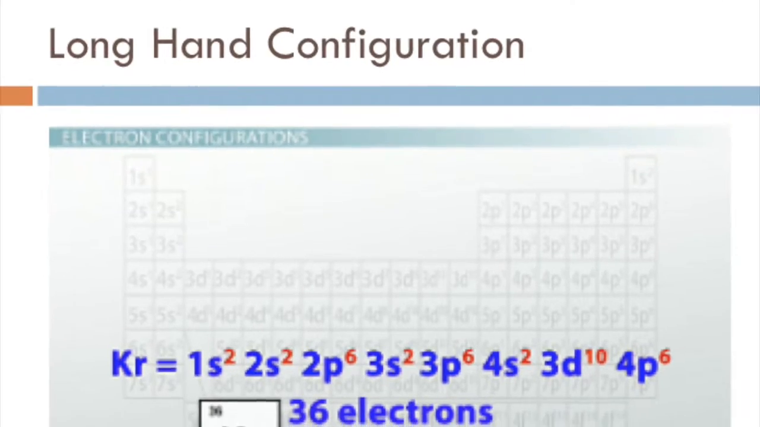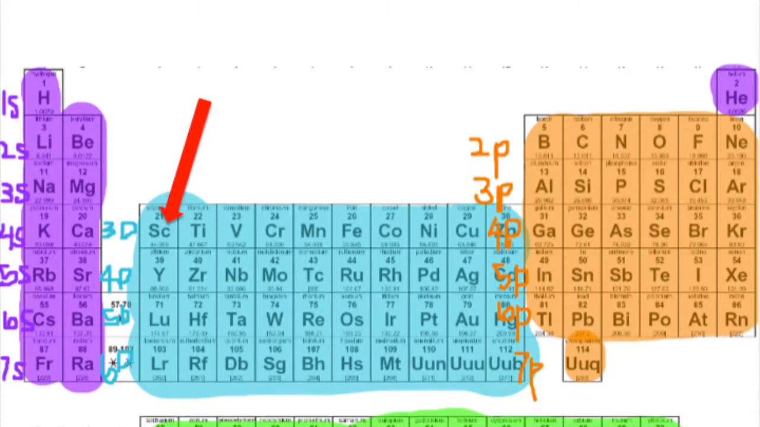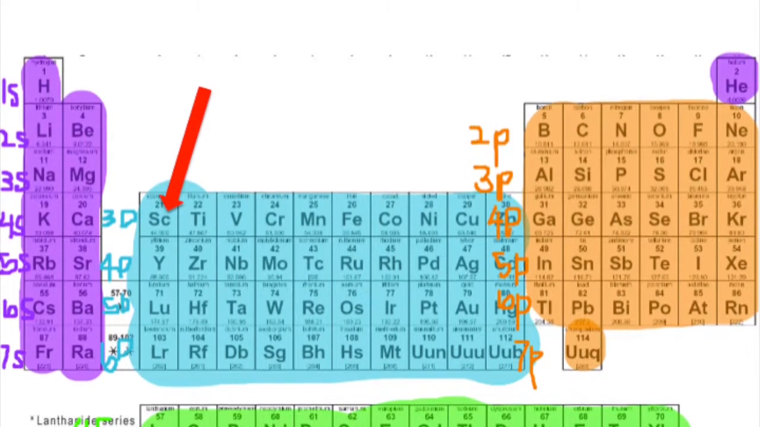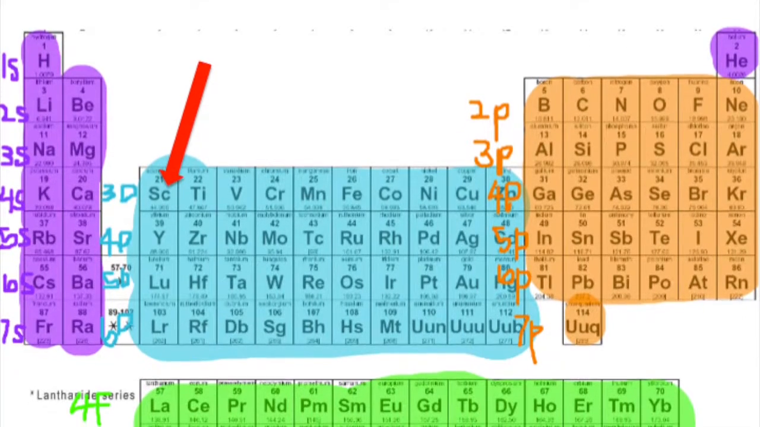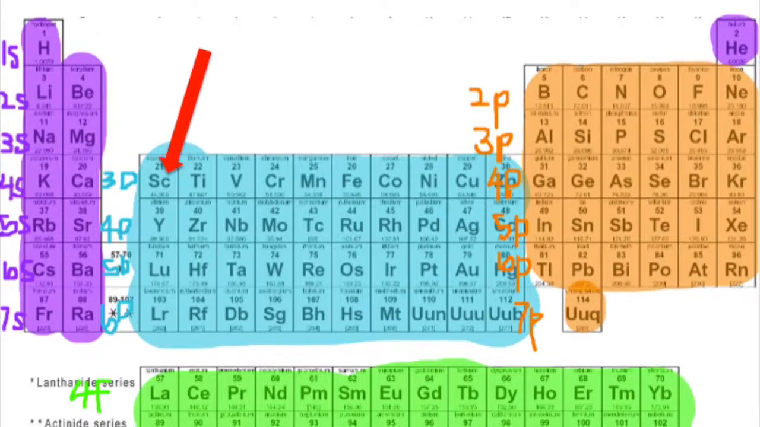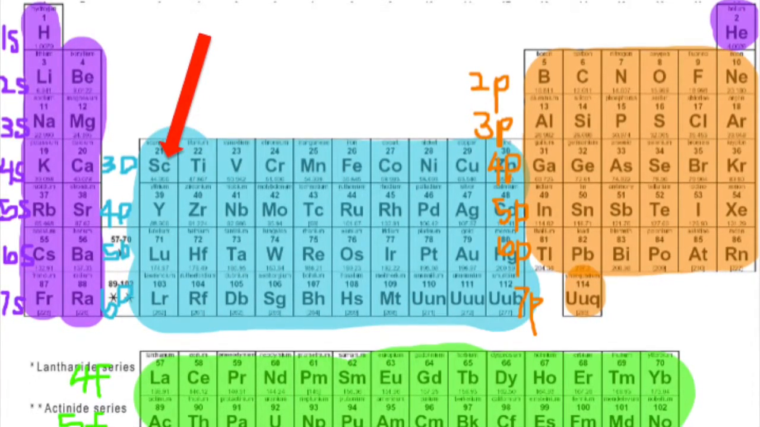Now we are going to begin. We are going to use scandium today. We read the periodic table like we read a book, from left to right and from top to bottom. This means that we begin with 1s. Since we are trying to get all the way down to scandium, you can see that the 1s block fills up, so we can write 1s to the power of 2.